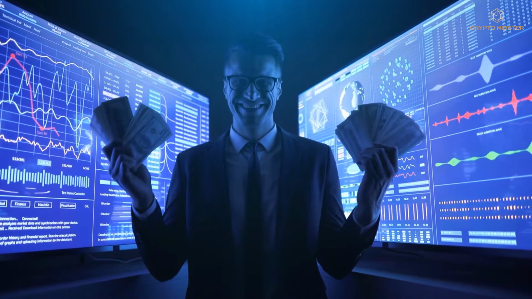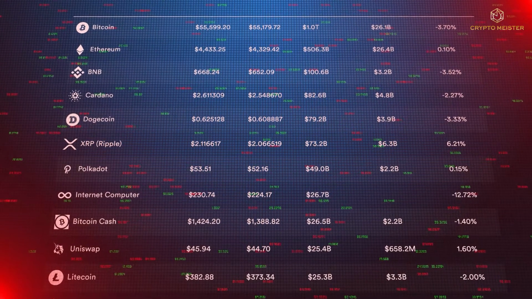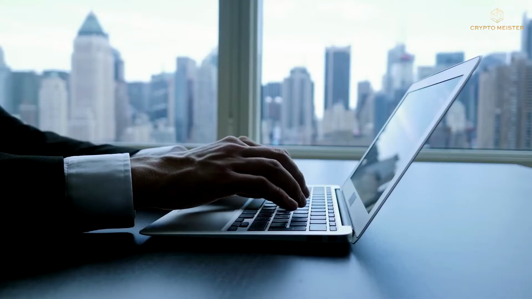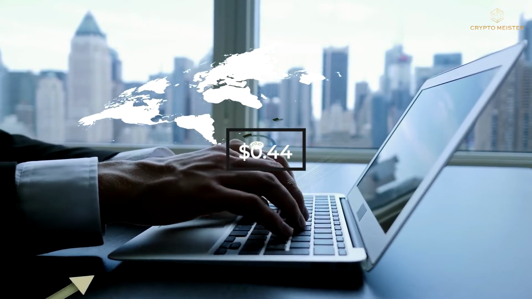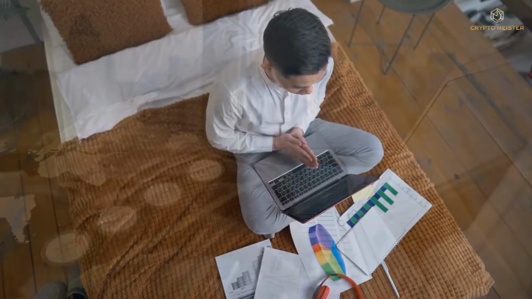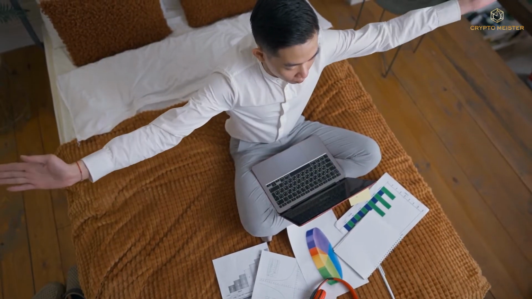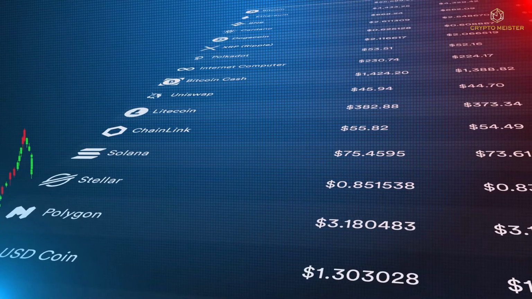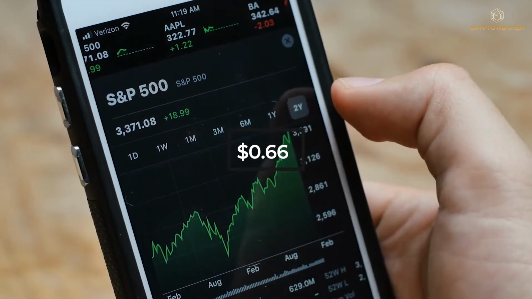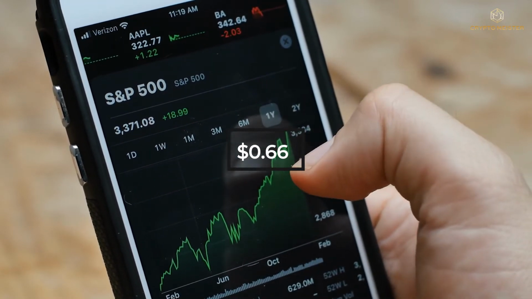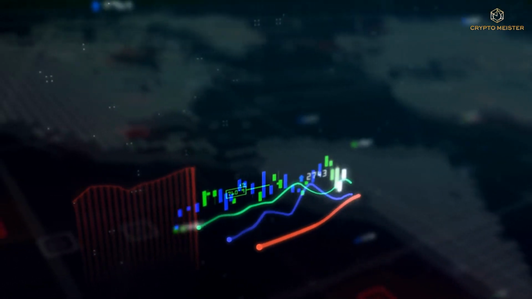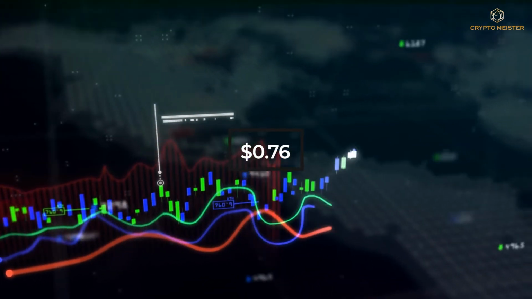The SYS price is predicted to cross an average price level of 46 cents in 2022, with a minimum price value of 44 cents expected before the end of the current year. Additionally, SYS has the potential to hit a high of 54 cents. By 2023, the SYS price is predicted to reach 66 cents on average, with a minimum price of 64 cents expected by the end of this year. In addition, SYS has the potential to hit a high of 76 cents.